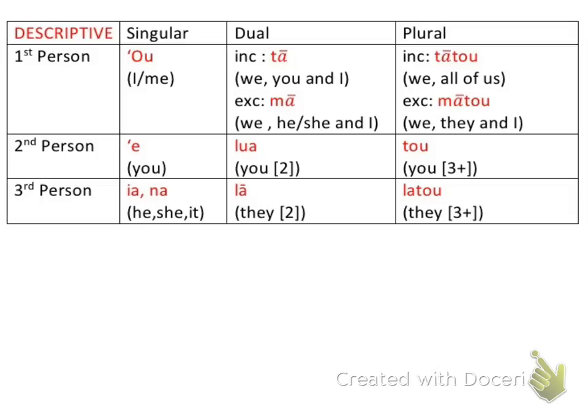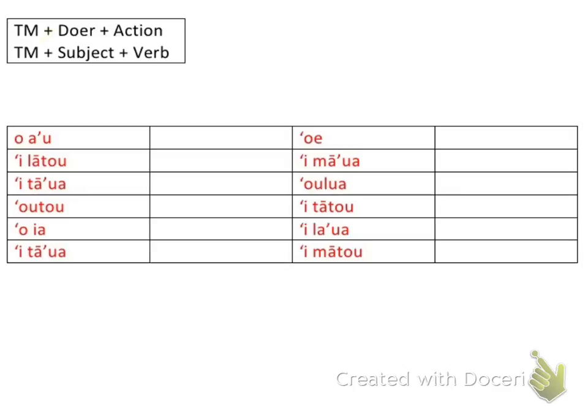And I want you to know that the sentence structure changes a little bit when you use descriptive pronouns. Emphatic pronouns, what we learned earlier on in the course, were considered postposed, meaning that we put those pronouns after the action. These descriptive pronouns are considered preposed, meaning that we put these pronouns before the action, just like I have written here. So it'll be tense marker, then the doer, then the action.